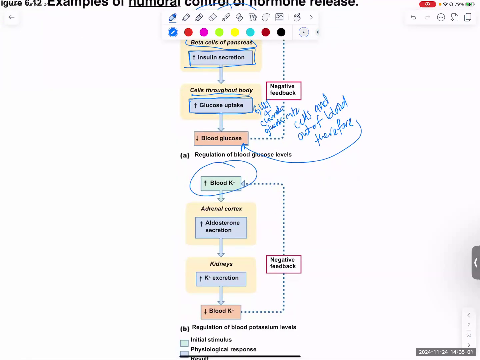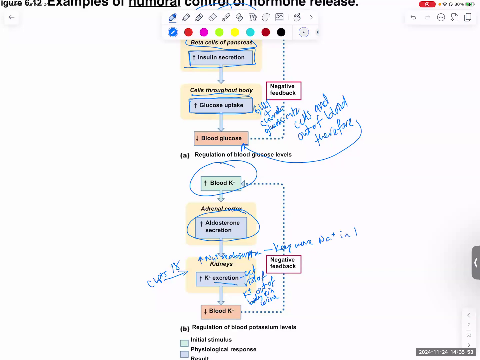Another example is when blood potassium levels go up. Aldosterone is a hormone of the adrenal cortex that is going to have you secrete potassium into your urine filtrate. So in chapter 18, we talked about the kidneys and urine filtrate. And here, aldosterone increases the excretion, meaning you get rid of potassium out of the body via urine. Aldosterone also, though, increases sodium reabsorption. So you keep more sodium in the body. We didn't talk about it a lot, but it does increase potassium excretion, so you can lower your potassium levels back.